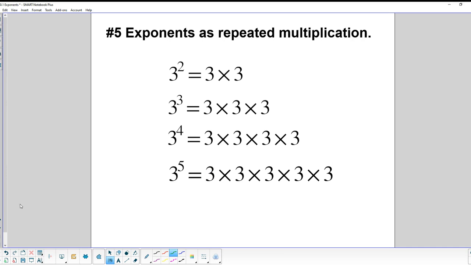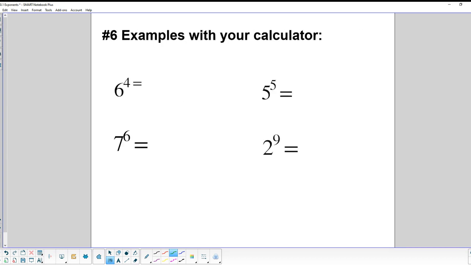So if you have your calculator handy, you can do it either way. You can put 3 to the 5th power and then equals, or you can do 3 times 3 times 3 times 3, however many times it tells you to do it. But you're going to find out that exponents are a much quicker and faster way to do this, especially when you have a lot of numbers being multiplied. So let's practice a couple.